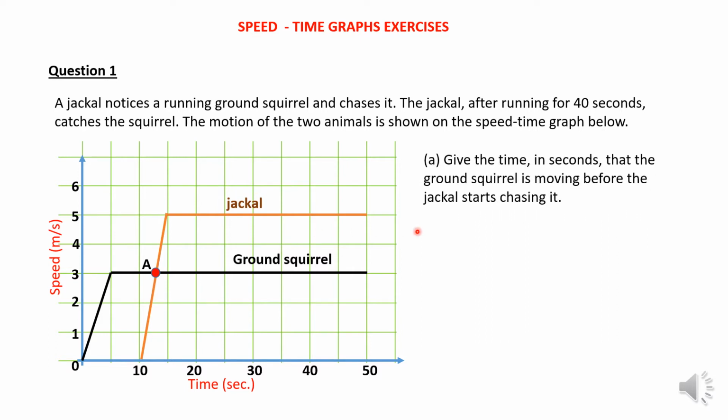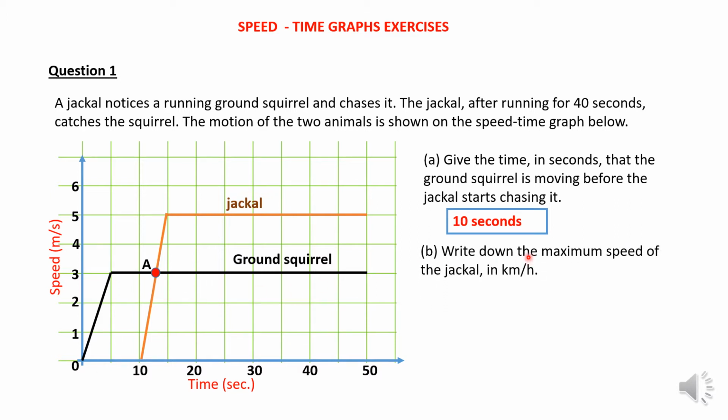So they are asking the first question: give the time in seconds that the ground squirrel is moving before the jackal starts. Well, that is a very straightforward question. You can just see it from the graph. It's 10 seconds. Then you are supposed to write down the maximum speed of the jackal in kilometers per hour. The maximum speed that the jackal reaches, as you can see, is 5 meters per second.